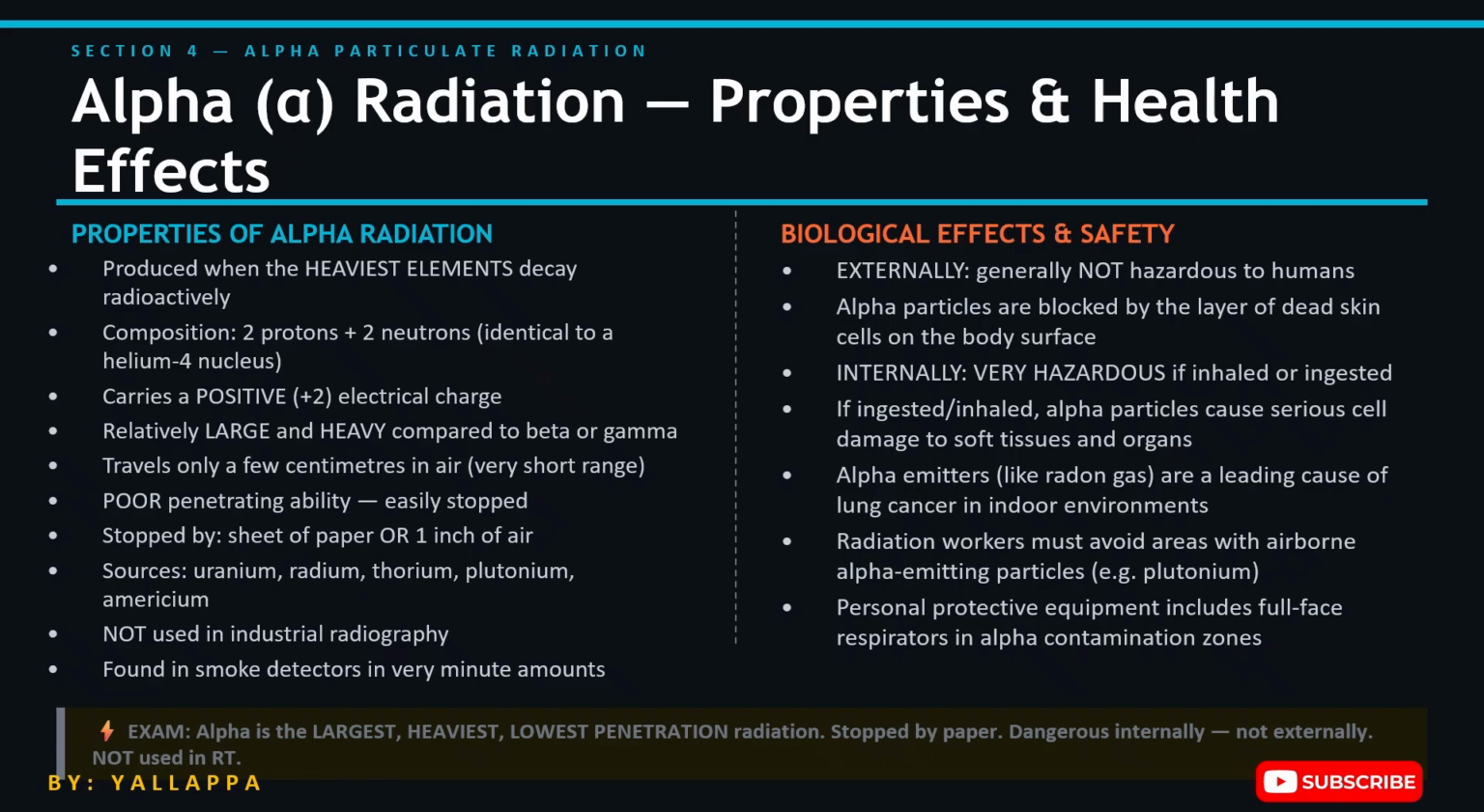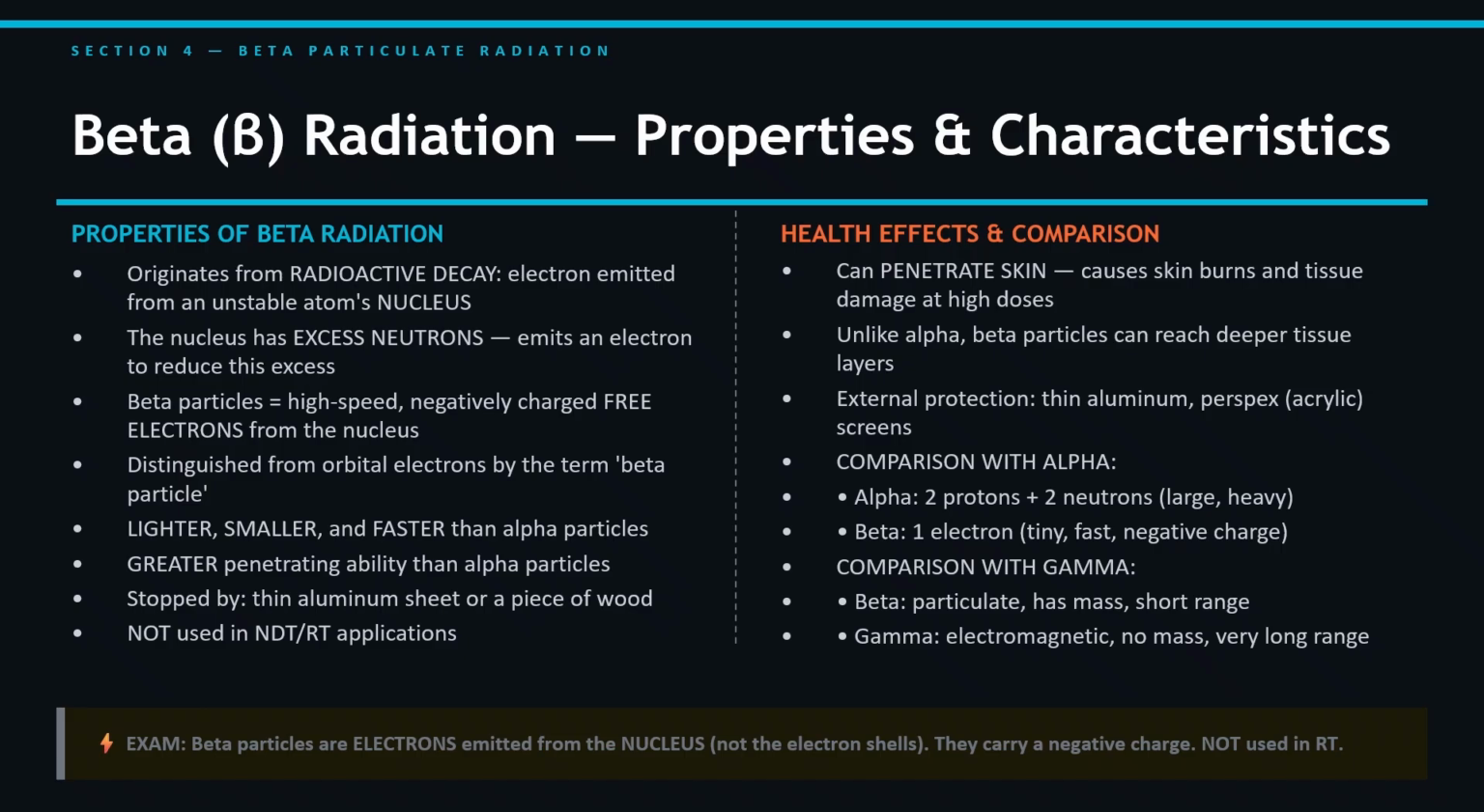For an examination, remember the defining characteristics: alpha has a positive charge, is particulate, has relatively high mass, and has very low penetrating ability. But as an instructor, I would also emphasize the deeper lesson: penetration and biological hazard are not the same thing. A radiation type with poor penetration externally can still be highly dangerous when radioactive material enters the body.